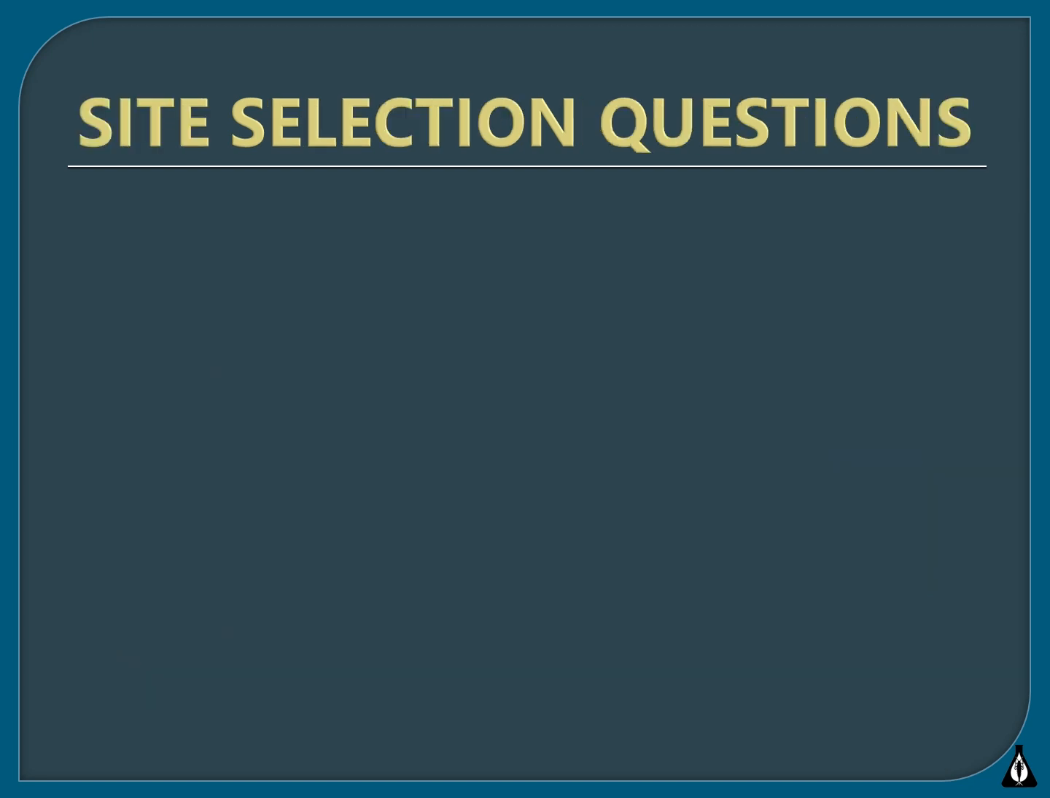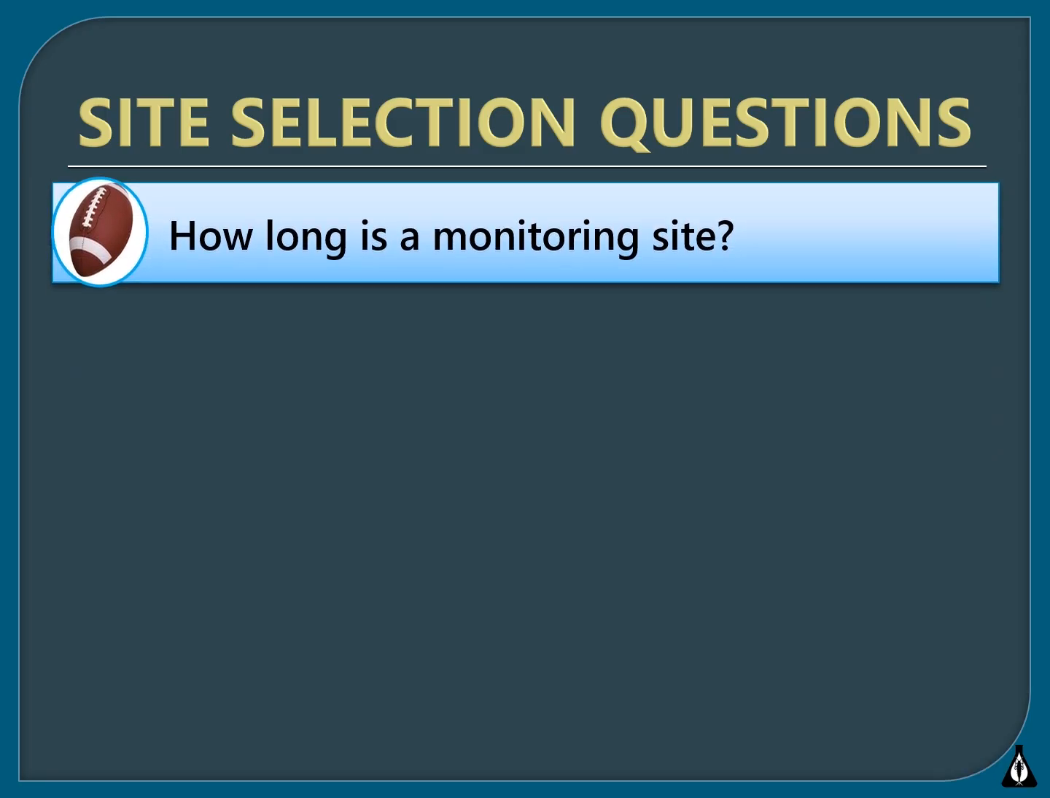All right, we're going to go through a little summary with some questions of some of the features we've covered in this chapter. Number 1, how long is your monitoring site? Think about those football fields. It's 100 yards or 300 feet in length.